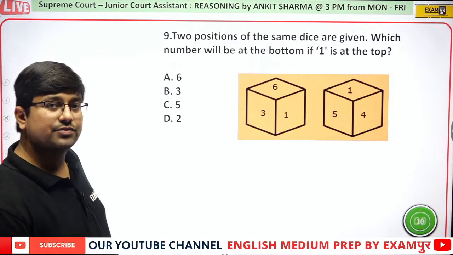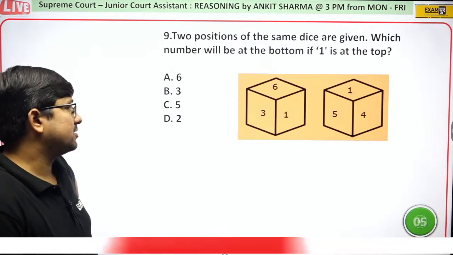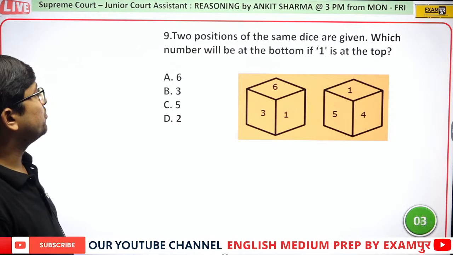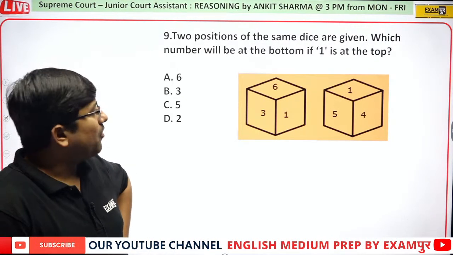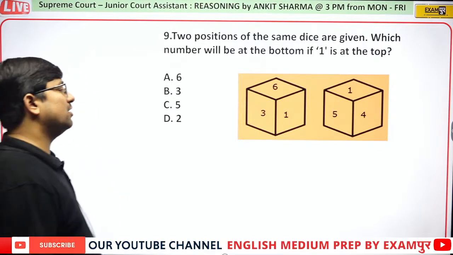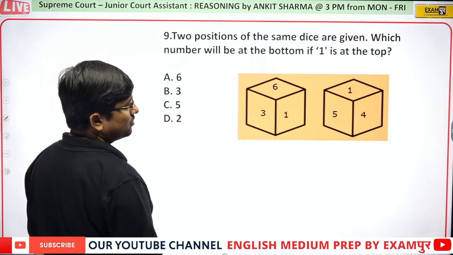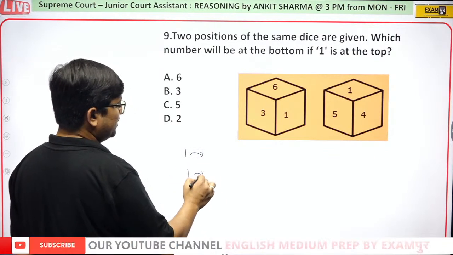Now see, my dear students. Please check this. Two positions of the same dice are given. Which number will be at the bottom if 1 is at the top? Only one face is common in them, that is 1.